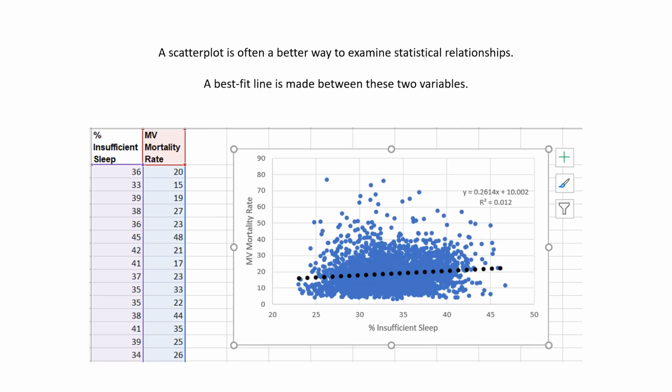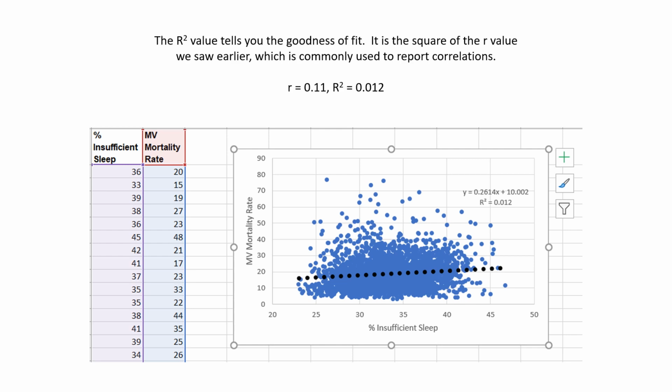We can also look at the scatter plot for this to see how these things are related. Again, we can do this right in Excel, and we can draw a best fit line right on top of this. So we can see again that positive relationship showing up here. That relationship is quantified in a model. So y equals negative 0.26x plus 10.002, and then we have an r squared value associated with it as well.